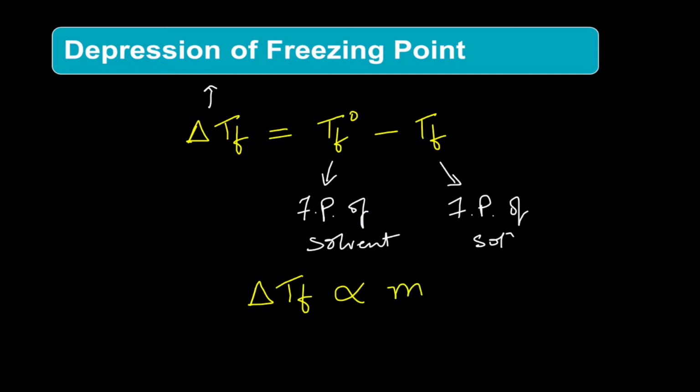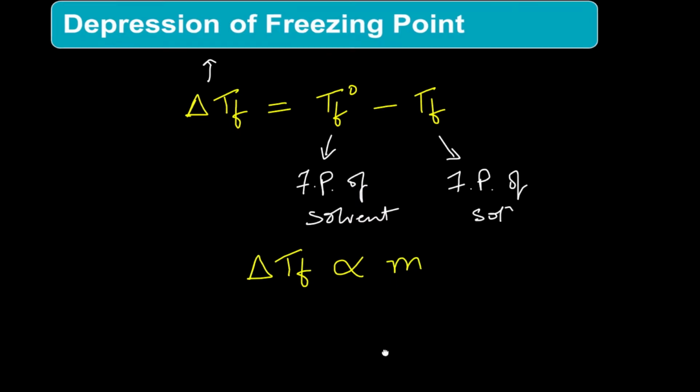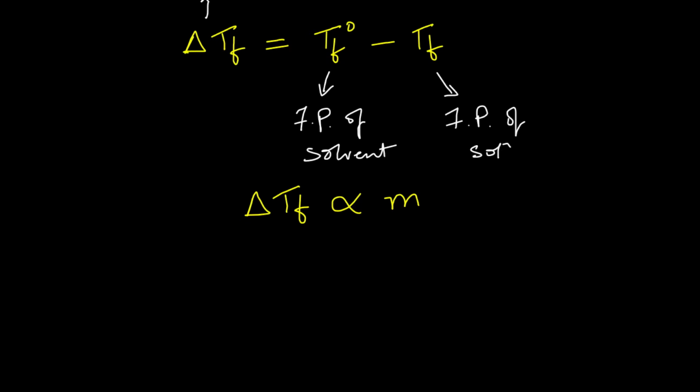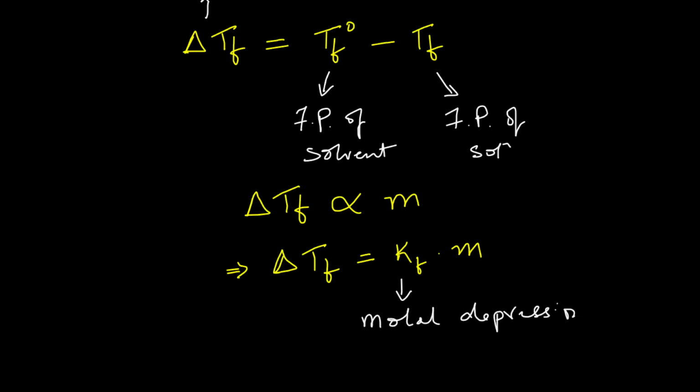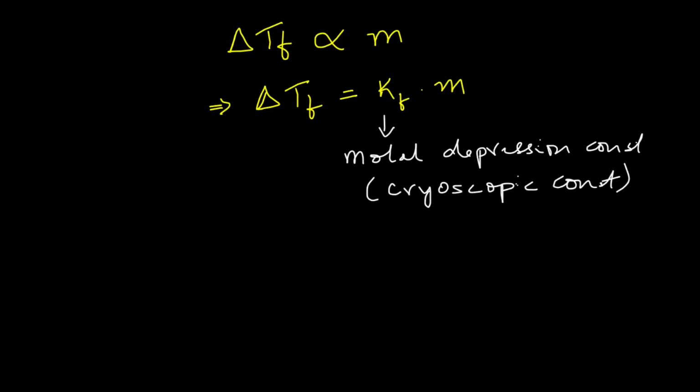Now this delta Tf for dilute solutions is found to be proportional to the molality of the solute in the solution. So we can write this relation as delta Tf is equal to Kf into m. Now Kf is the constant of proportionality, which is also called the molal depression constant, and it is also called the cryoscopic constant.